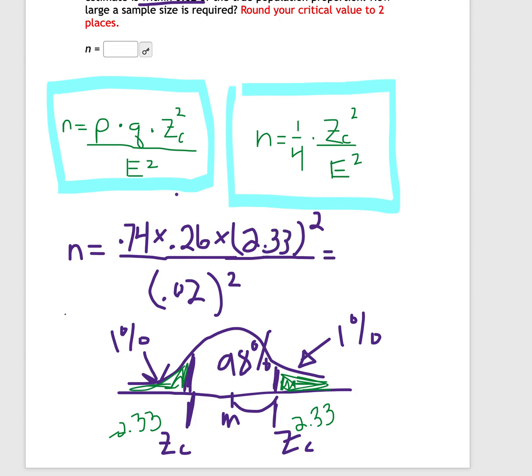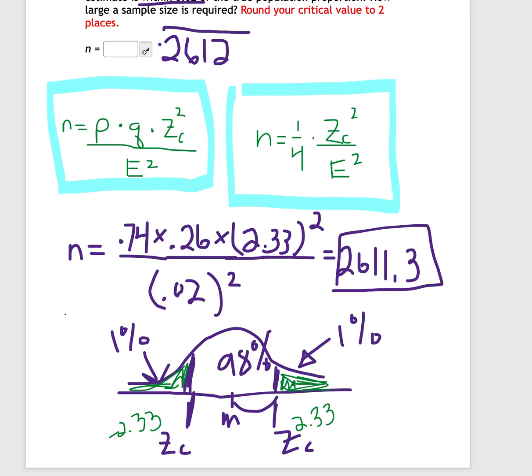When I put all of this in on my calculator, I'm going to get 2611.3. Now recall that when we're finding sample sizes, we always round up to the next whole number, always round up. And that way our sample size is always big enough. So my final answer, what I'm going to put into the answer box, is 2612. That is going to be my final answer for my sample size.